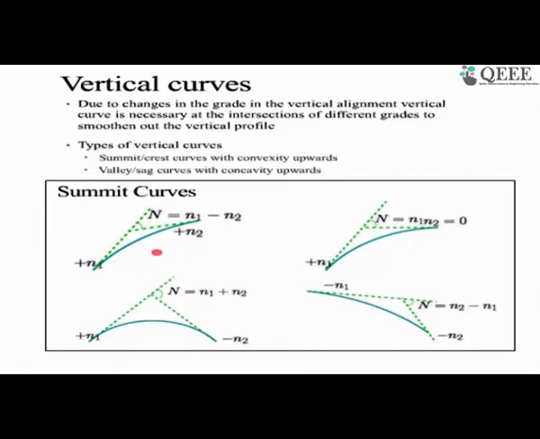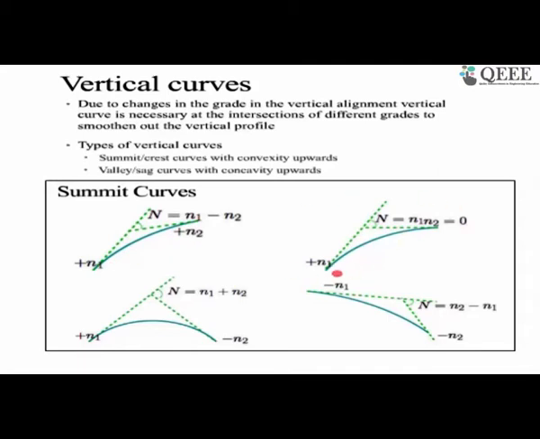Now the change in gradient is always the difference in the gradient from one to another. If the algebraic difference is positive, then you are going to get a summit curve. If that difference is negative, you are going to get a valley curve. So here are 4 examples, or 4 instances, when we are going to get a valley curve or a summit curve. In this case, the positive N1 means an ascending gradient steeper than the other ascending gradient, which is N2, when the grade changes. So definitely the difference is going to be positive.